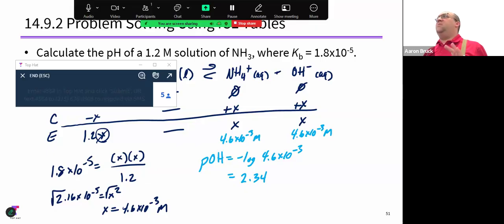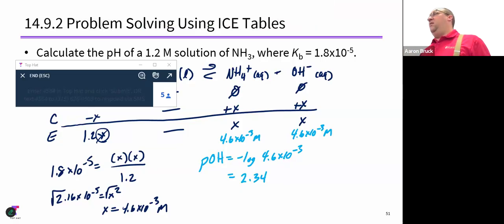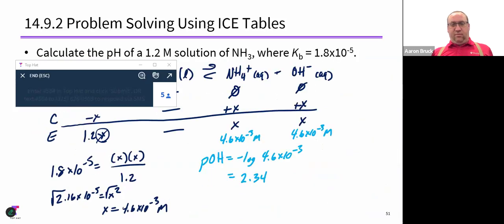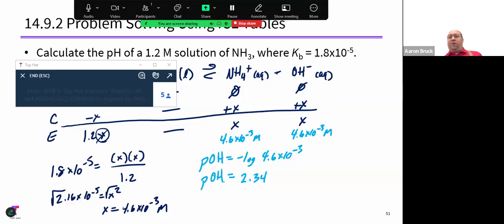This is probably the most common mistake that students make with base equilibria, is they assume that this is where we're done. And if you scroll back to however many examples ago, that's exactly the answer we got for the pH of the 1.2 molar acetic acid. Now, it's a weird coincidence that acetic acid and ammonia have the same K values. And that's why we get the same values for their respective functions. But what we have to remind ourselves is that this is pOH, not pH. To turn it into pH, we got to subtract it from 14.